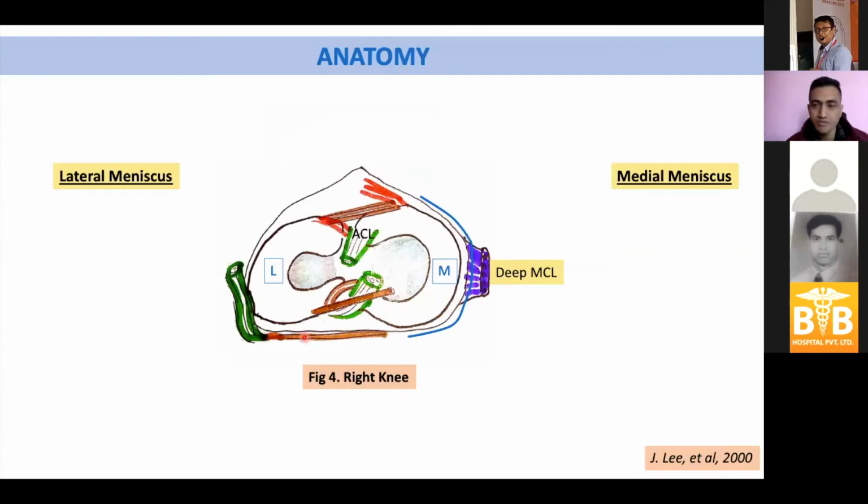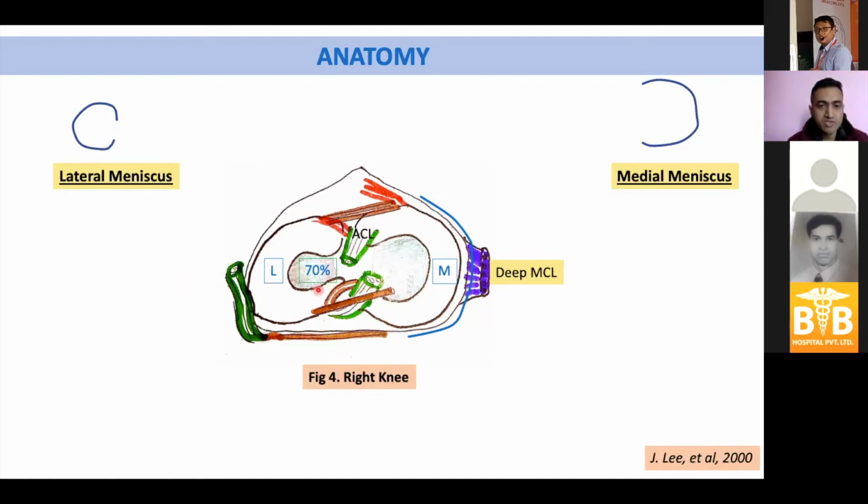There are two menisci per knee, the lateral one called the lateral meniscus and the medial one called the medial meniscus. This is the schematic picture of the right knee. This is the popliteus tendon here. The lateral meniscus is incomplete O-shaped, while the medial meniscus is a C-shaped structure. This is the C-shaped meniscus. And the lateral meniscus covers approximately 70% of the lateral tibial condyle.